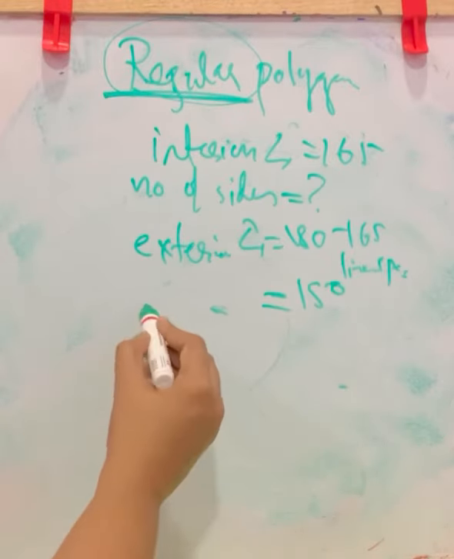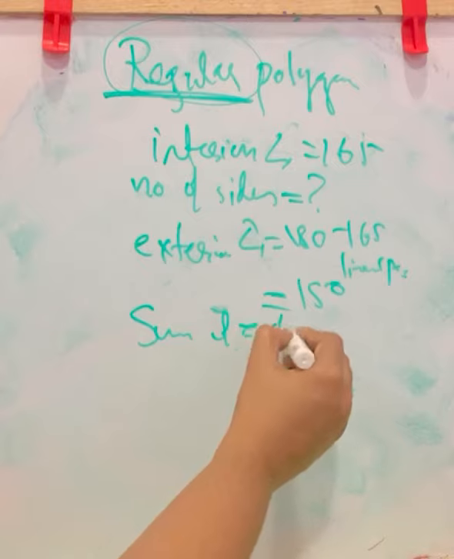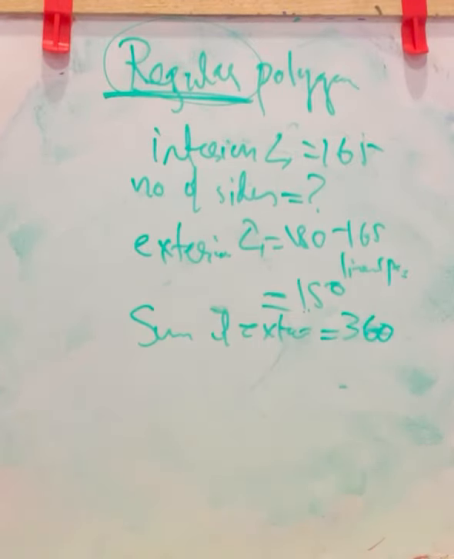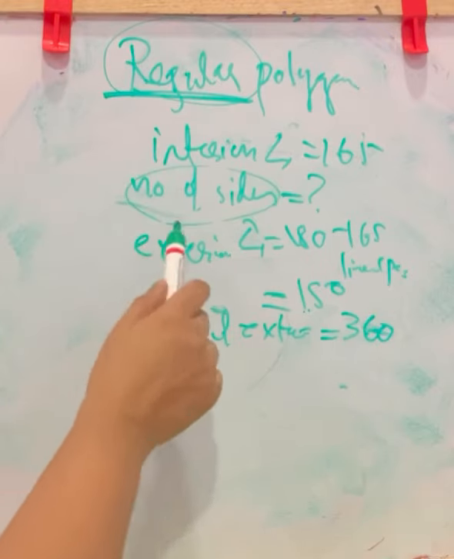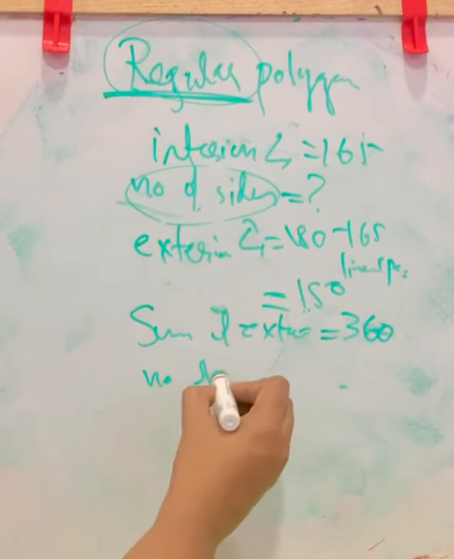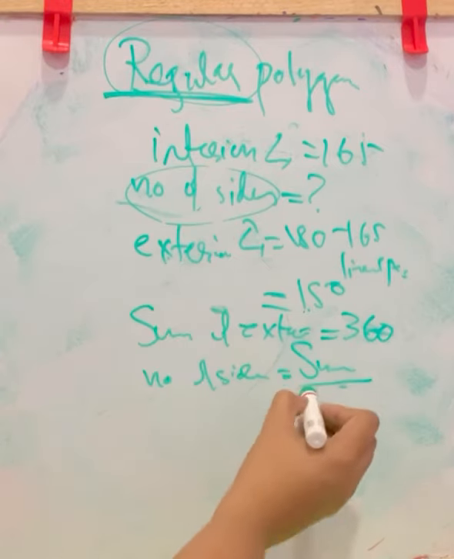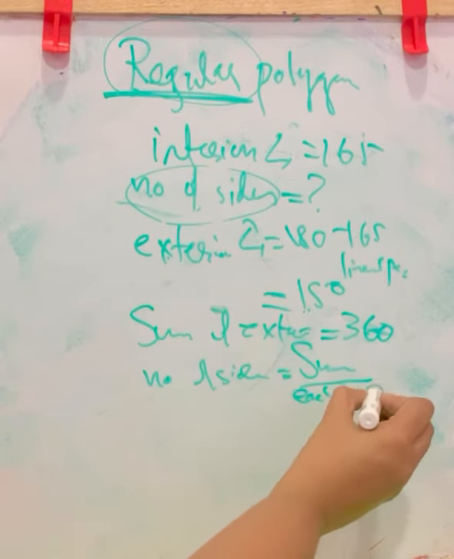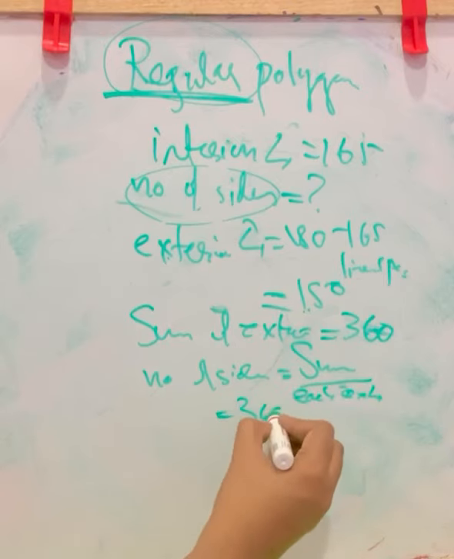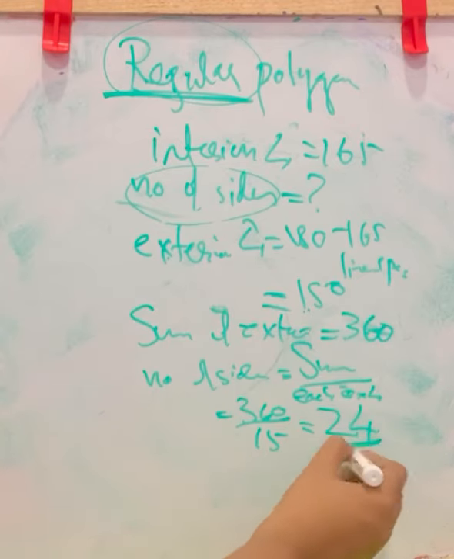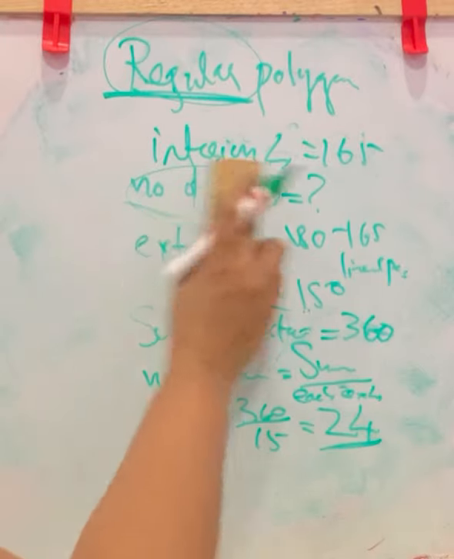So we have the sum of exterior angles, that is 360, and each exterior angle is 15. From that you can find the number of sides, that is, number of sides is equal to the sum of exterior angles divided by each exterior angle. That is 360 divided by 15 is the number of sides. 360 divided by 15 is 24. 24 sides are there. How will you cut 360 by 15? I will show you.